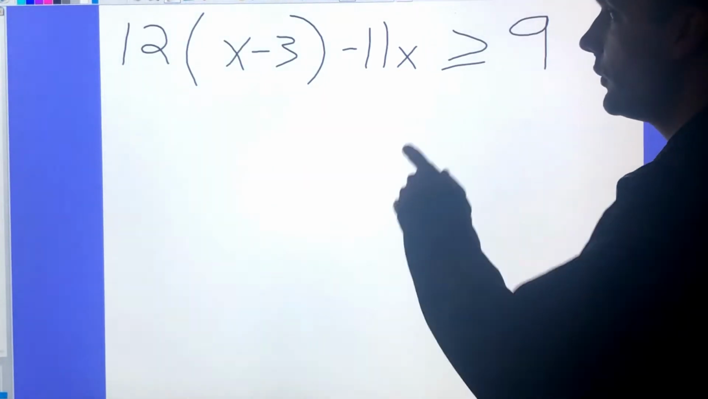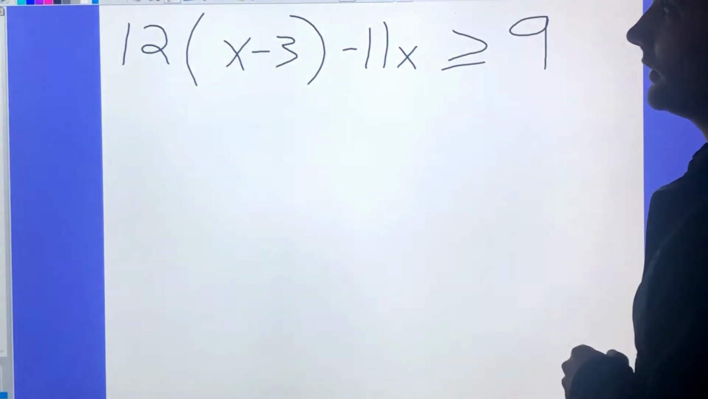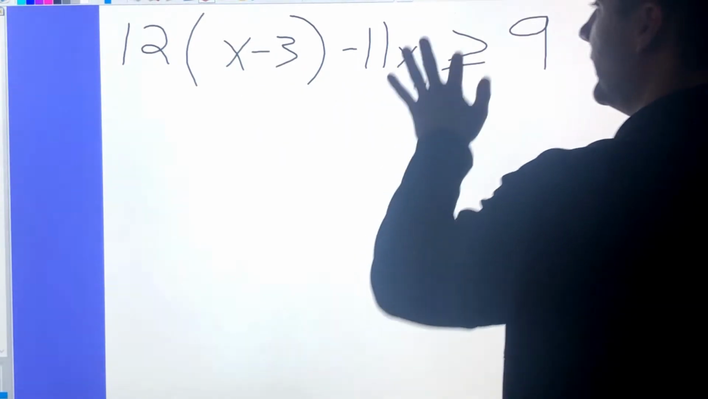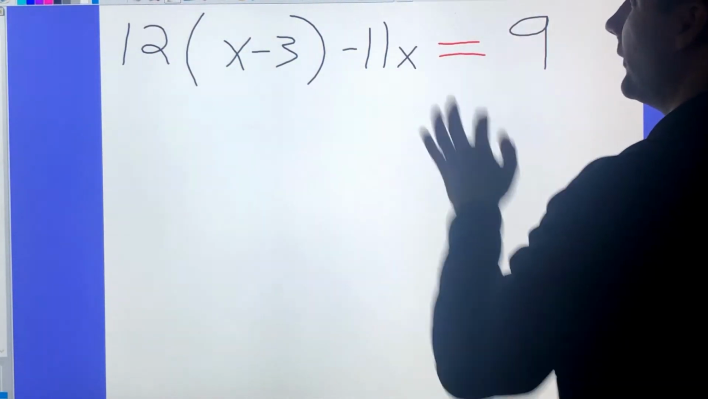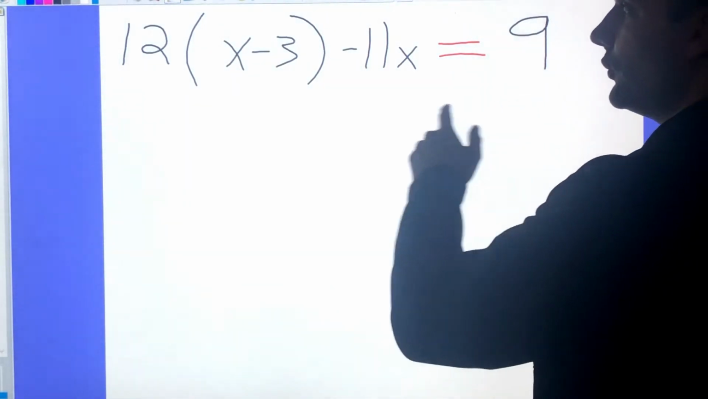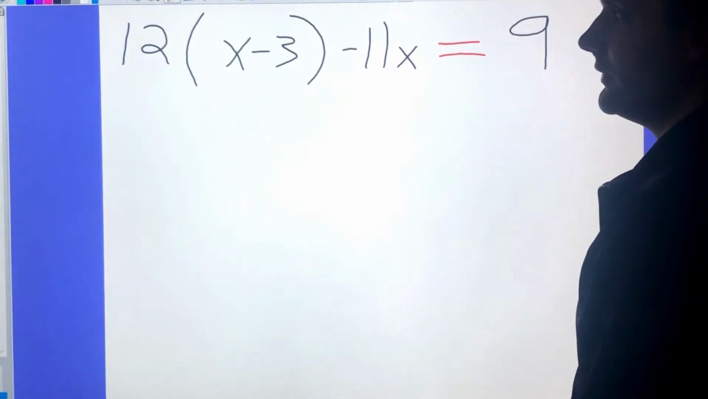So the first type of review question you're going to have is solving an inequality. For now, let's just think of this as an equal sign, because it's going to work the exact same way. We're going to follow the exact same process. We want to follow our order of operations.